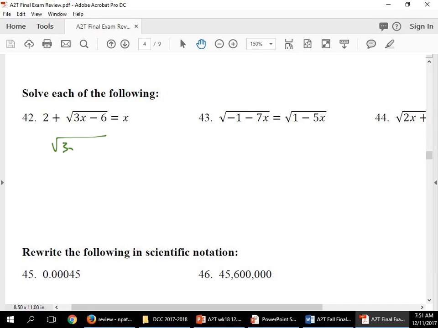So we have square root of 3x minus 6, and on the other side x minus 2, because I subtracted 2 from both sides. Everybody's with me? Okay, then, what do you mean no? You can't subtract 2 from both sides?